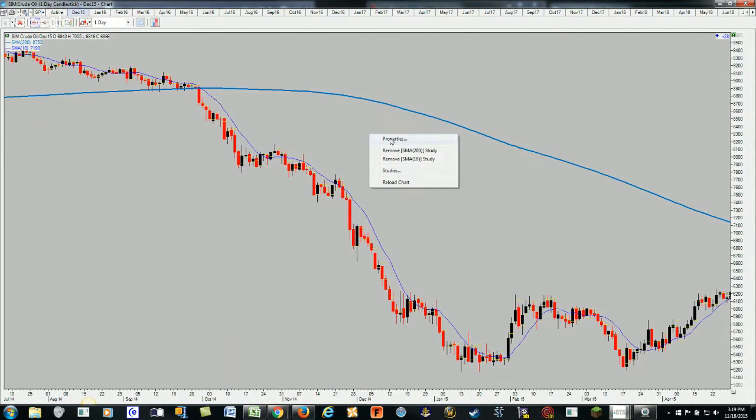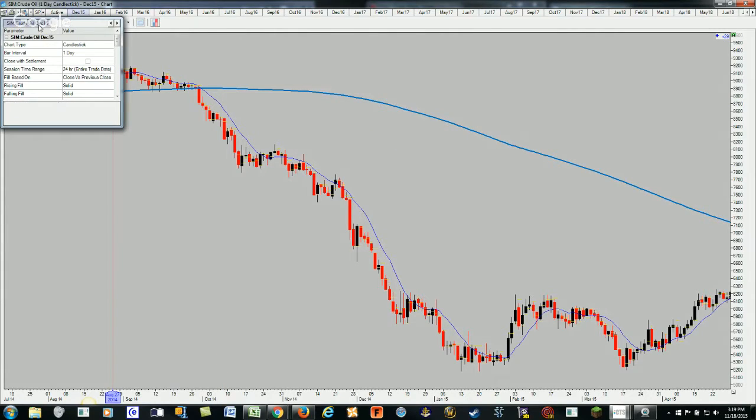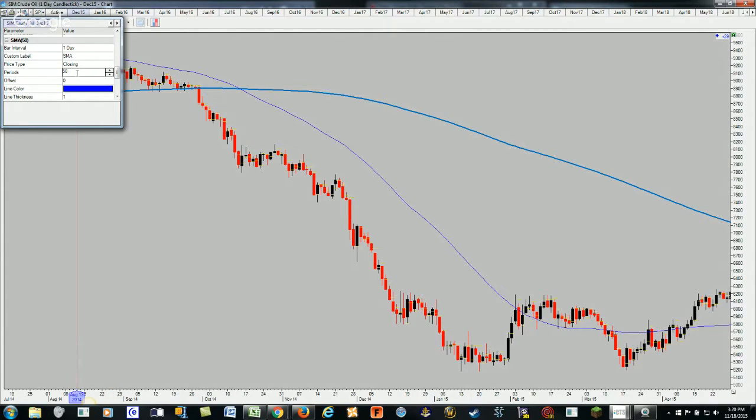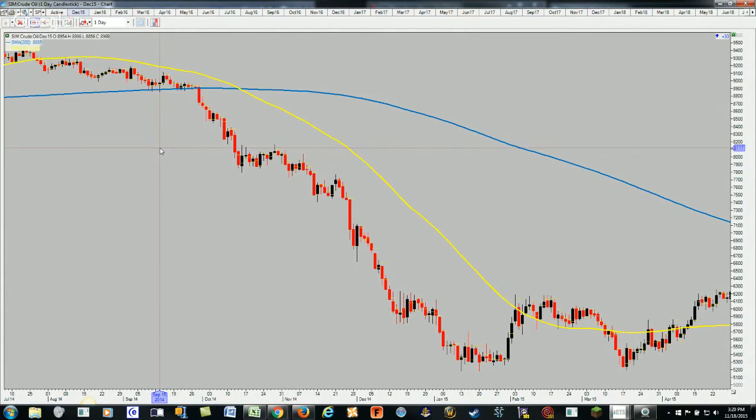So we go up to properties, and then we go and find it. So here's the one that we just added, and the closing basis is fine. So I want to change it to 50, and I want to change the color. And this, I want to change it to gold or yellow. I like to look at it as a yellow, and then I want to brighten it up so that I can see it on my charts.